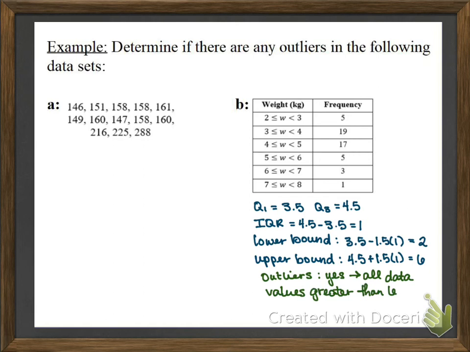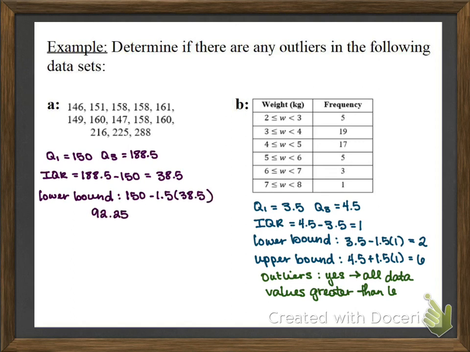Now for our first set of data, it is just a list of numbers, so we put them in L1 and clear out L2 when you run your 1-Var Stats. We get Q1 to be 150, Q3 to be 188.5. Subtract them and we get the IQR of 38.5. Then finding your lower bound, we have 150 minus 1.5 times 38.5. So our lower bound is 92.25. Our upper bound, 188.5 plus 1.5 times 38.5.